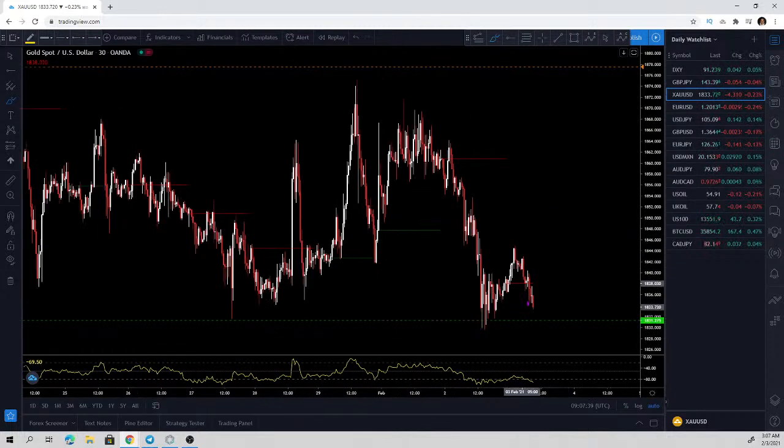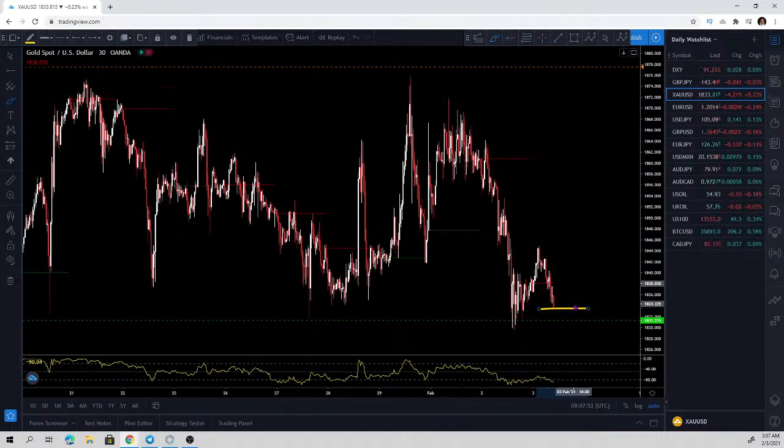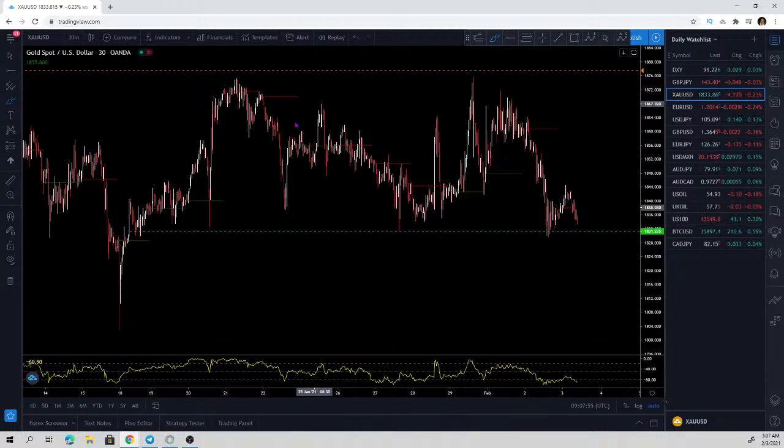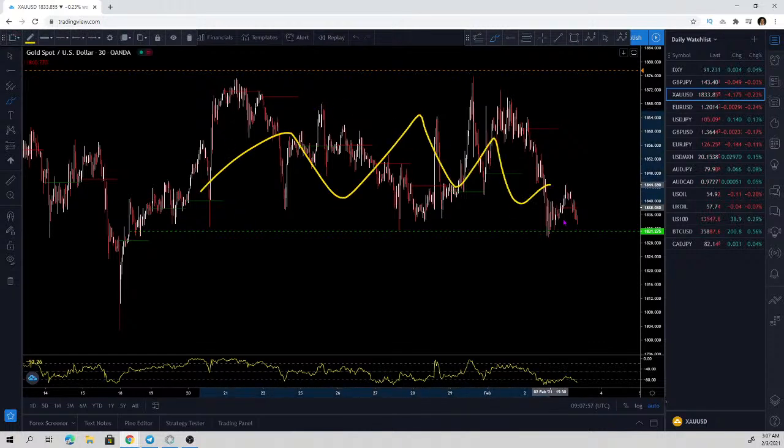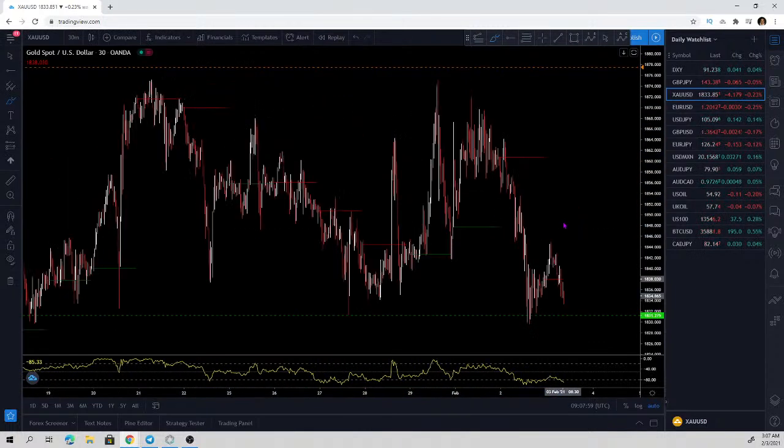For example, let's imagine that we buy gold at this level. There is absolutely no setup to buy gold. I'm not telling you to buy gold. This is not trading advice. This is just an example. Let's imagine that we buy gold here because we're trading inside of our range, right? Where is the level that our trade idea will be invalidated?